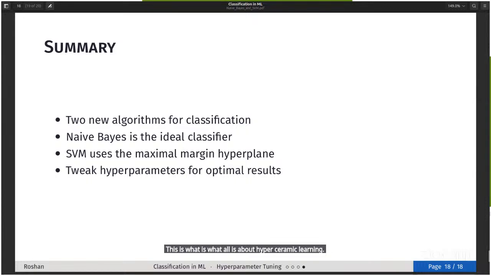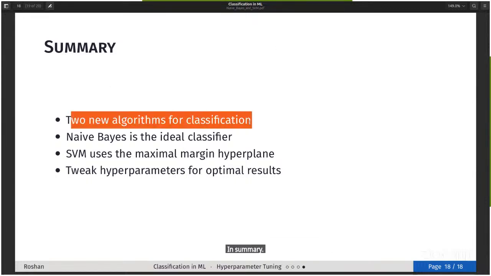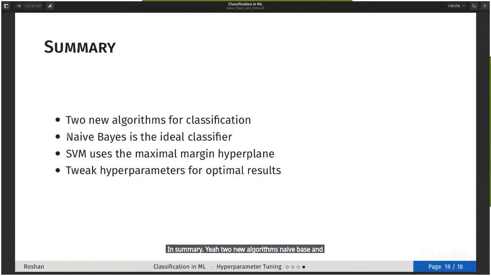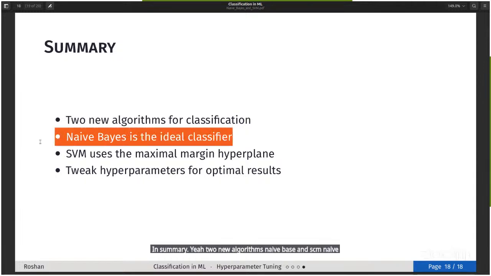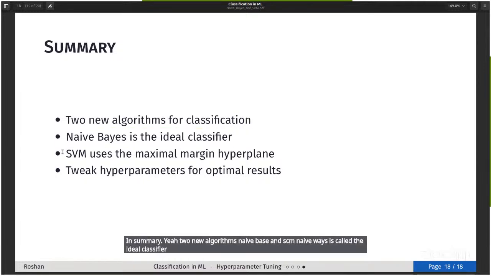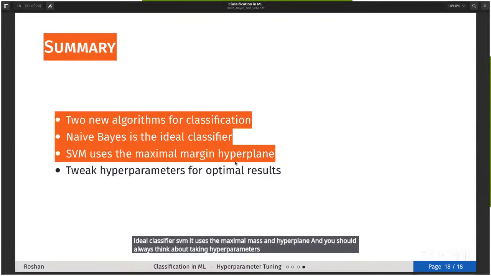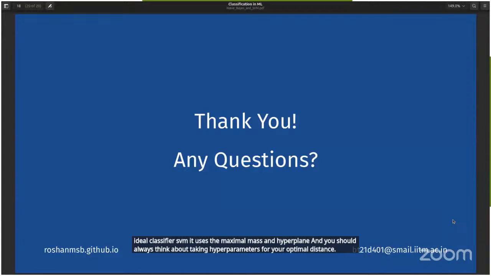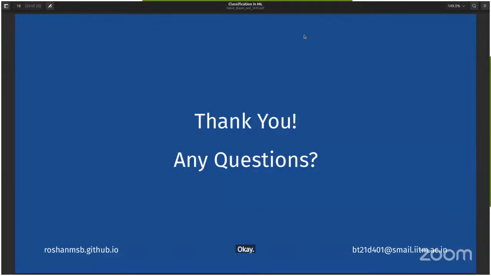In summary, two new algorithms, naive Bayes and SVM. Naive Bayes is called the ideal classifier. SVM uses the maximal margin hyperplane. And you should always think about tuning hyperparameters for your optimal results. Okay. Any doubts?